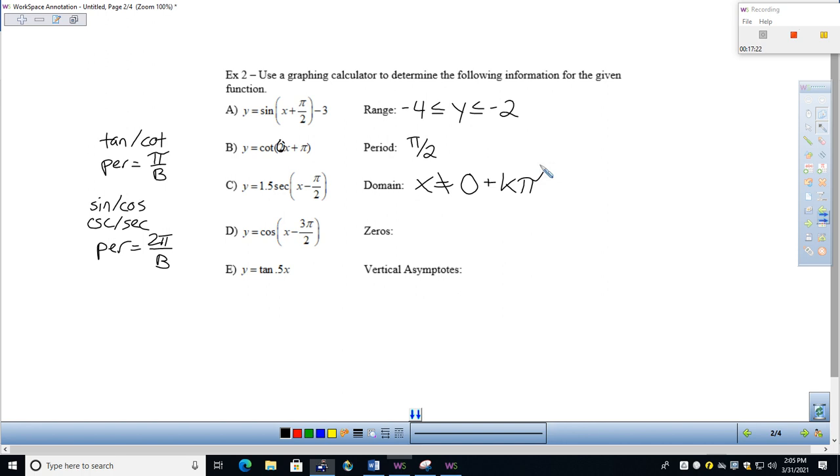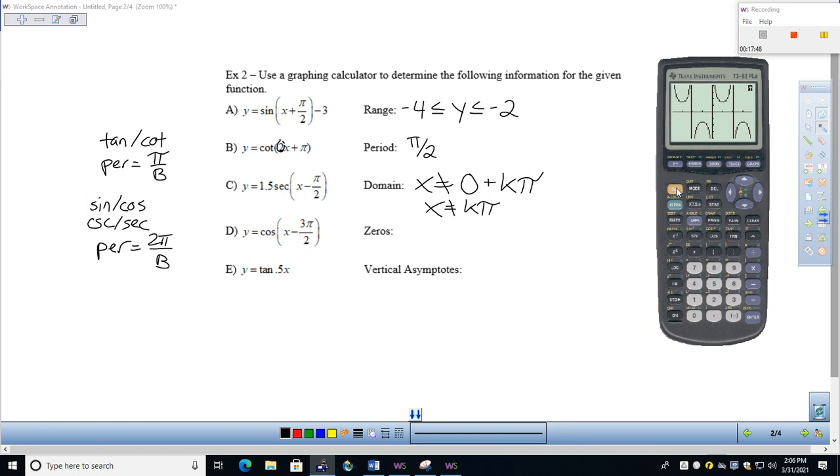Now because it's zero right here, you can just say, hey, you know what, x can't equal k pi. Either way works. But I like this. This is very formal. This represents the first one you see. This number next to the k represents how long until you get the next one. Good. All right, let's move on to part D.